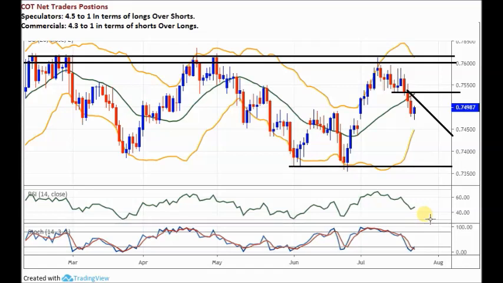Let's look at CAD JPY, which I just think is getting ready to move. Let's go to that chart and take a look at it.